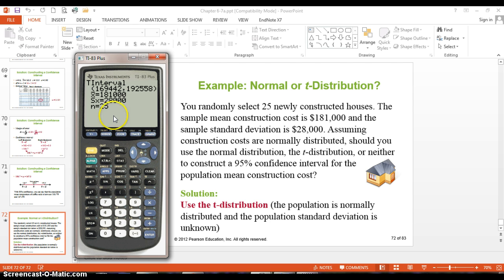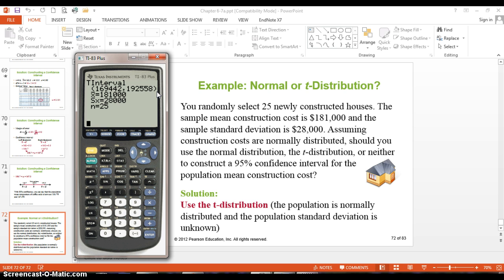So they're telling us then in parentheses, we're 95% sure that the average construction cost for all homes is somewhere between $169,442 and $192,558. And again, we're 95% sure of that.